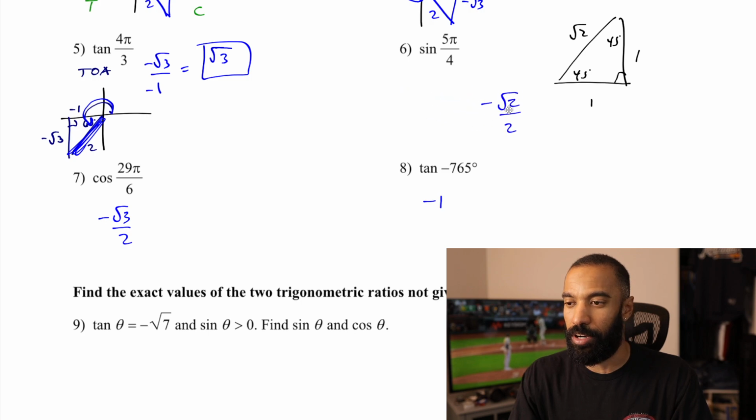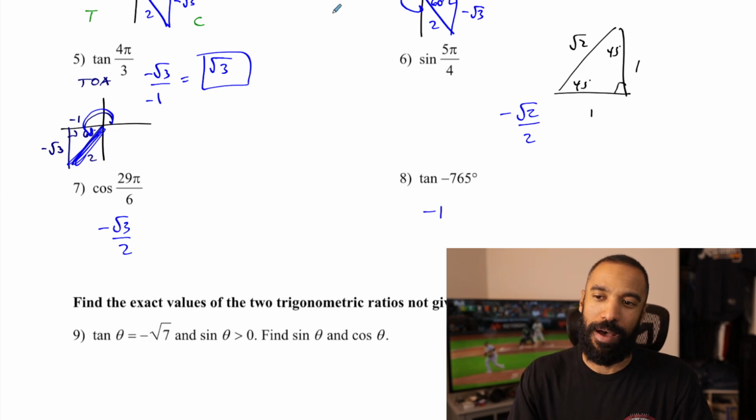I'm not going to explain myself there. Hypotenuse is positive, and if you don't believe me, look at the answers. Type it in your calculator and you'll see. All right, sine of 5 pi over 4.